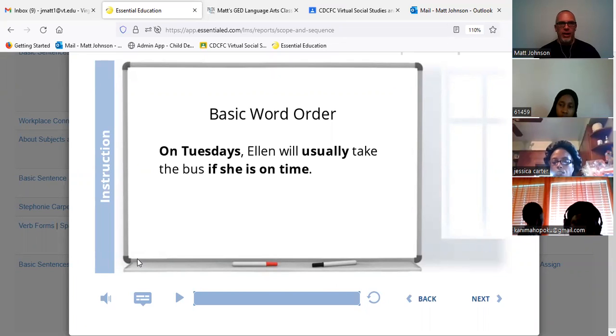So here you just have that introductory phrase of when it happened, right? On, there's another preposition, on Tuesdays. Ellen will usually take the bus if she is on time. And there's another idea, with the modifier usually there. So you can move that word around and it will change the idea within the sentence.